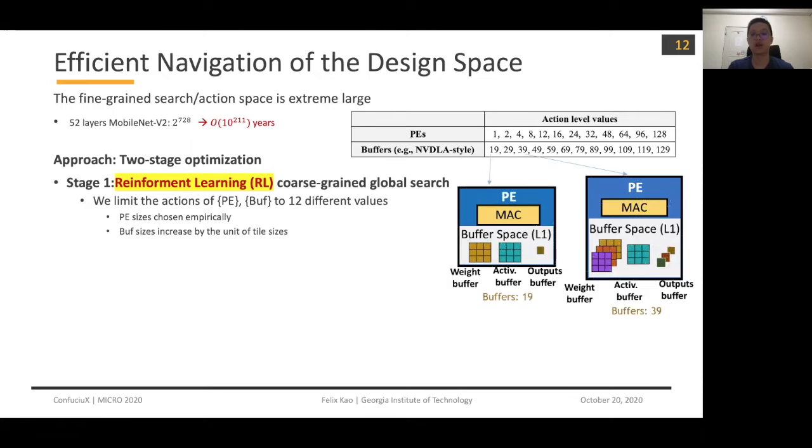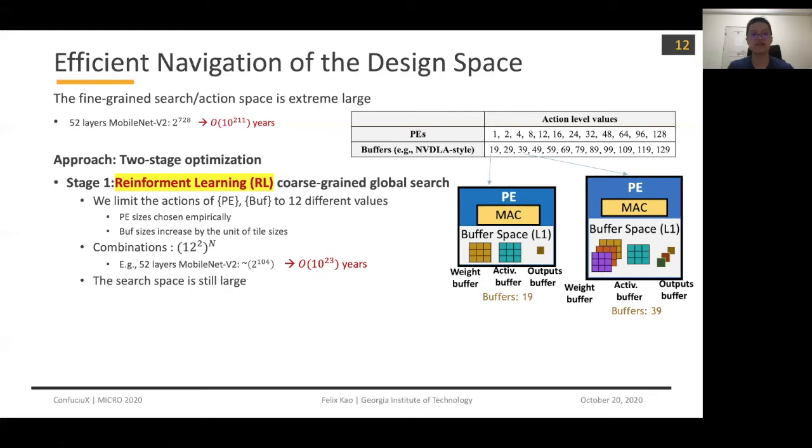It means that when the data flow strategy is fixed, the buffer requirement per PE for a specific tile size is fixed. For example, if a PE is generating one output, it will need 9 weights, 9 activations, and 1 output. So the total buffer size is 19. If a PE is generating 3 outputs, then it will need 27 weights, 9 inputs, and 3 outputs. So the total size is 39. So we choose a specific buffer size for various tile sizes in the PE. By this, we can discretize the combination from 2 to the 728 to 2 to the 104, which is a lot.